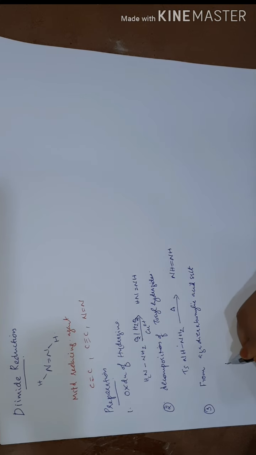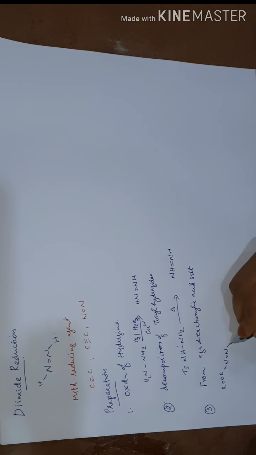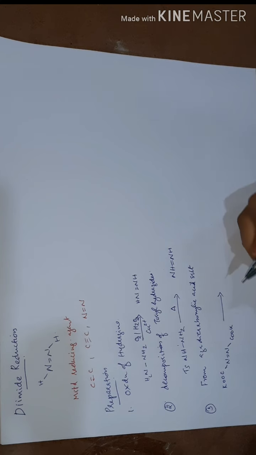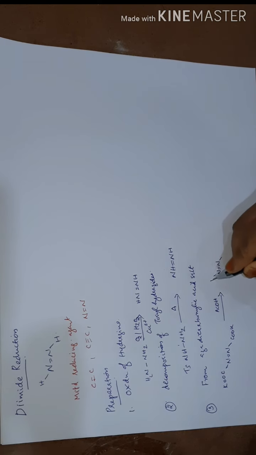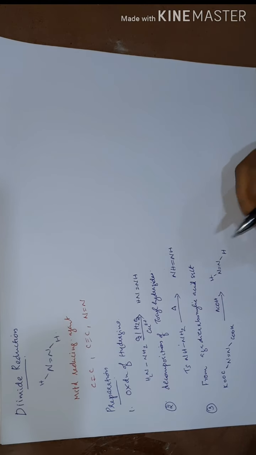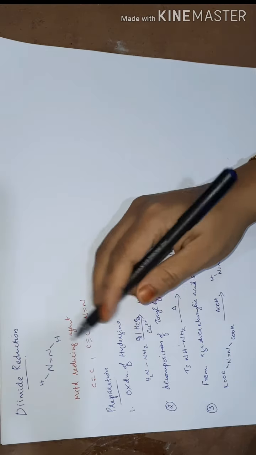The structure of this aza dicarboxylic acid salt is like this. This potassium salt of this aza dicarboxylic acid is used, and when this compound is treated with acetic acid, it gets decomposed to give our diimide. So these are the three important methods for the preparation of this diimide.